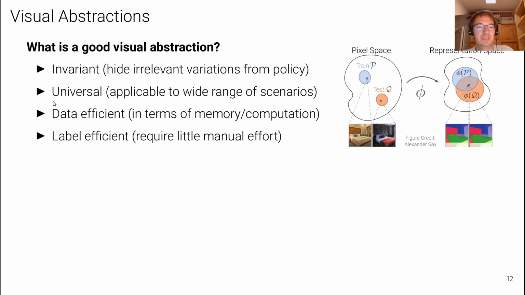A second desired property is universality: the model is applicable to a wide range of scenarios, and the intermediate representation is not restricted, as in the case of conditional affordance learning, to very specific towns or cities or environments, but can actually deal with environments it has not seen before. We also want the representation to be data efficient in terms of memory and computation. And importantly, we want it to be label efficient. We want it to require little manual annotation effort to obtain.